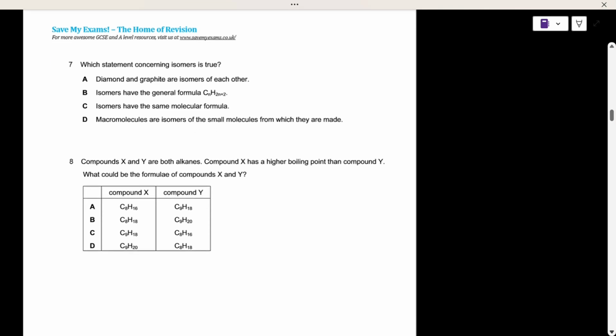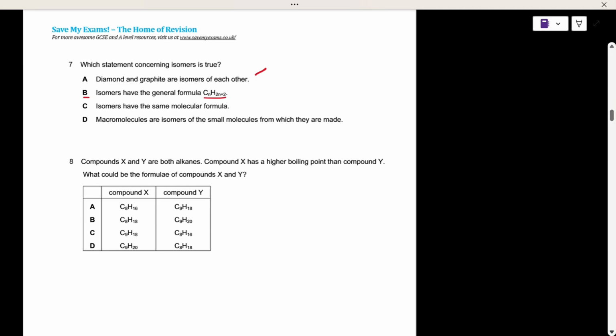Which statement concerning isomers is true? Part A: Diamond and graphite are isomers of each other. Part B: Isomers have the same general formula. Part C: Isomers have the general formula CnH2n+2. Now we cannot be sure about that, because maybe that is about alkenes. We don't know that. Okay, let's see this one.